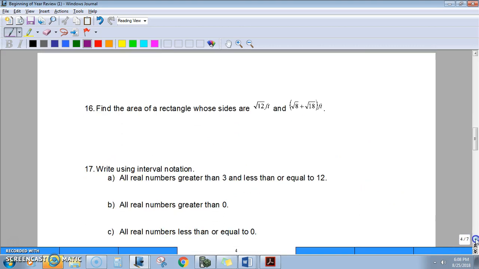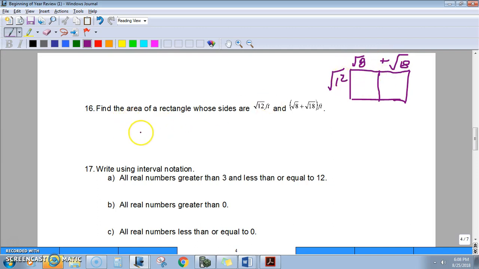So 15, 16. Find the area of a rectangle whose sides are the square root of 12, when in doubt, draw it out. That's what I say. Okay, and the other side, I'm just going to make an area model here. The other side is the square root of 8 plus the square root of 18. Okay, and let's see, is there any way? There is a little bit. I can reduce these things first.